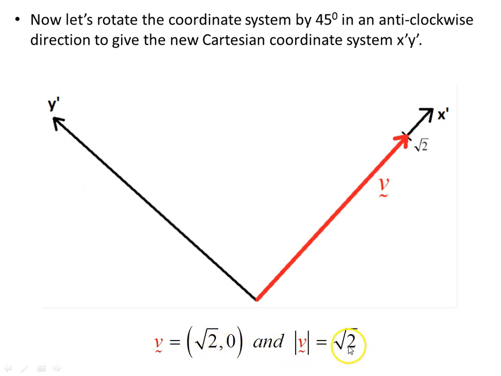Its magnitude is still square root 2. It hasn't changed. We can rotate the space around it for a new coordinate system, but that doesn't change the magnitude or the length of the vector.